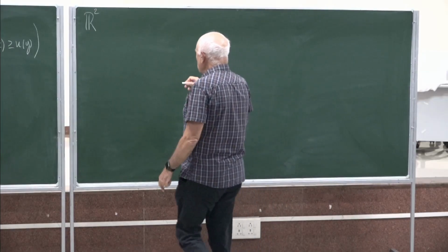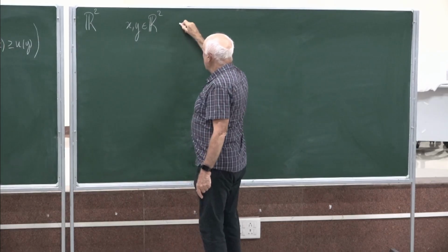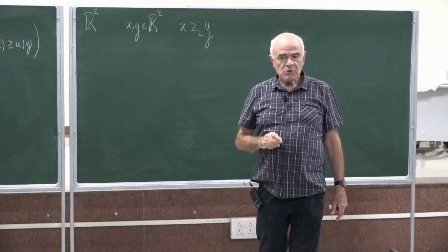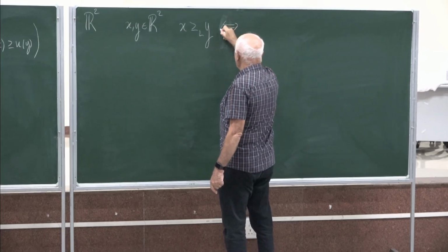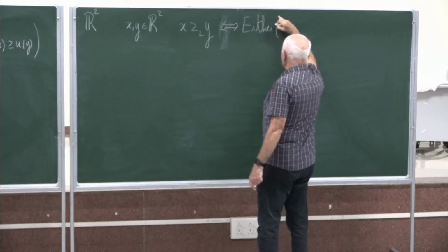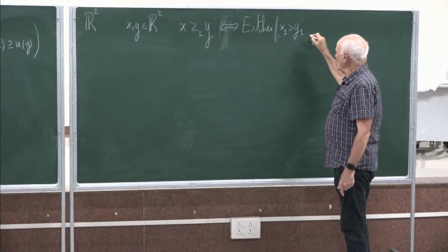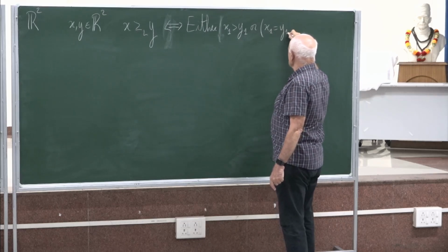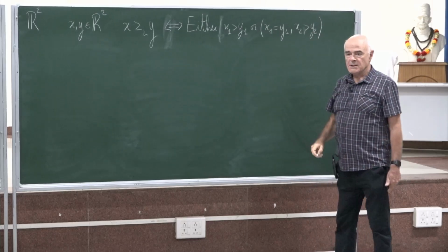Then consider two vectors, x and y in R2, and we say that x is lexicographically greater than or equal to y if this means that either x1 is greater than y1, or they are equal and then the second component of x is greater than or equal to the second component of y.